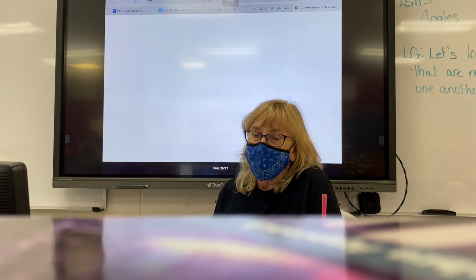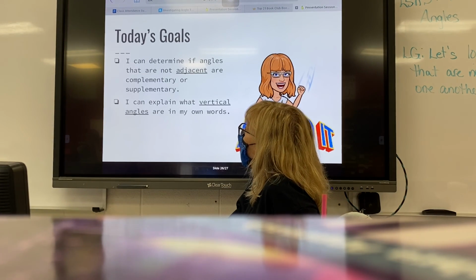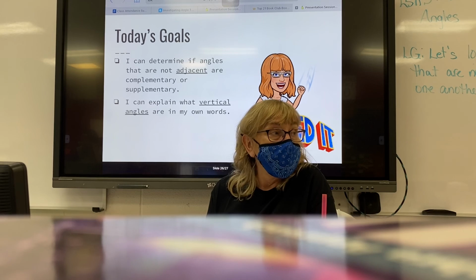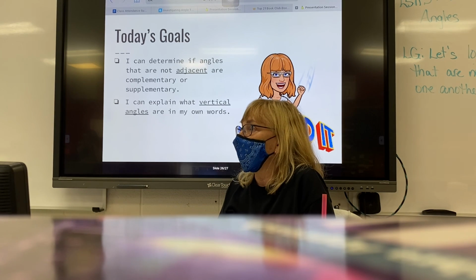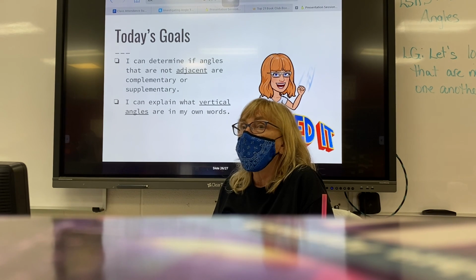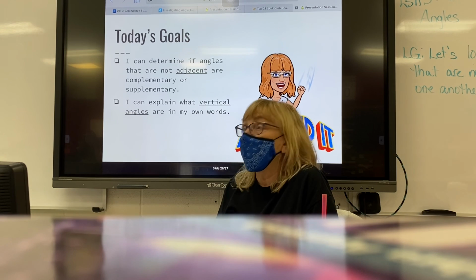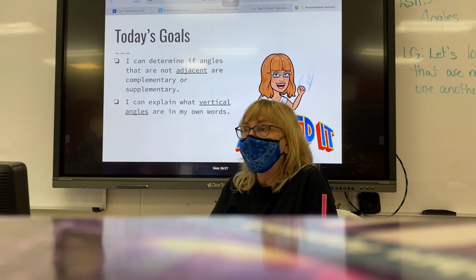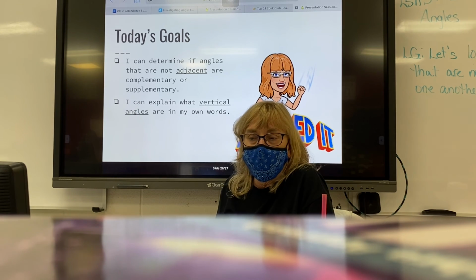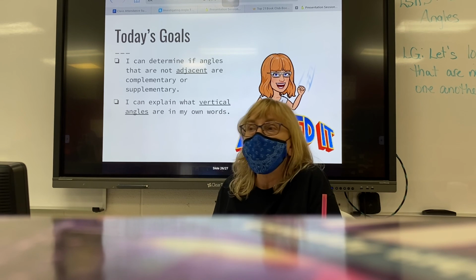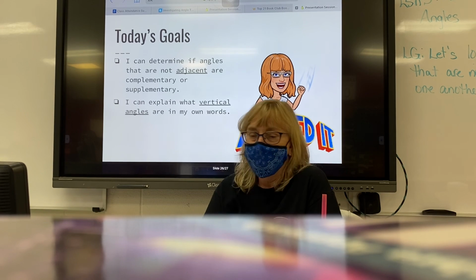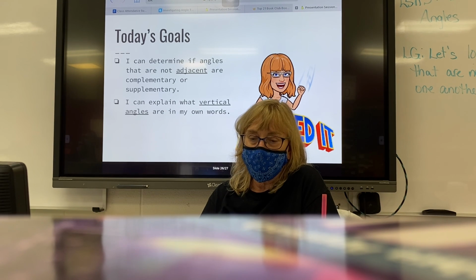All right, let's see if we can do everything that it said we should be able to do. Can you determine if angles that are not adjacent are complementary or supplementary? Yes. What did we do to figure that out? We measured the angles. We used a protractor, didn't we? Or we used the gizmos where it measured it for us. Can you explain what vertical angles are in your own words? Yes. You just did that, didn't you? So give yourself a pat on the back. You met your goal.